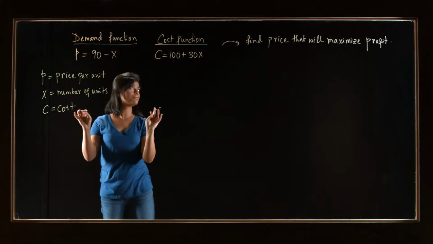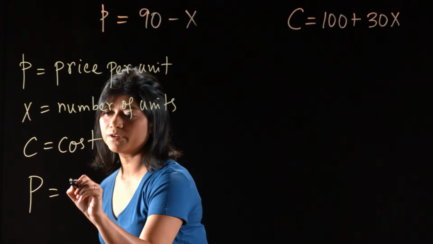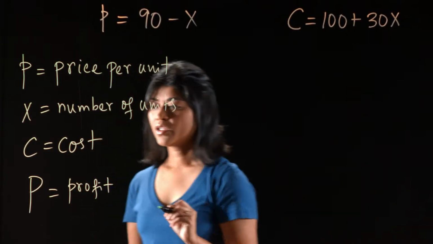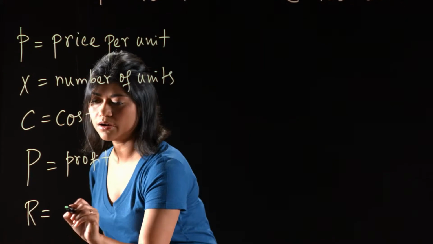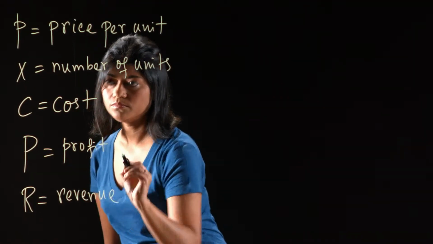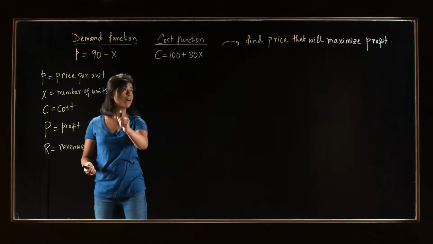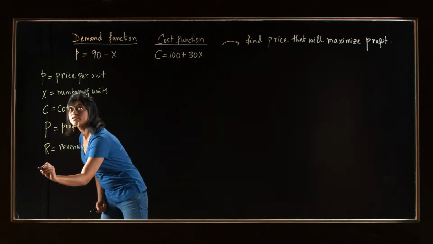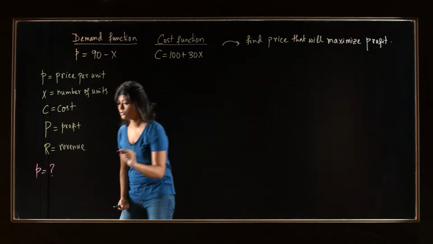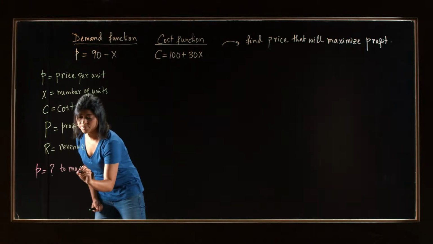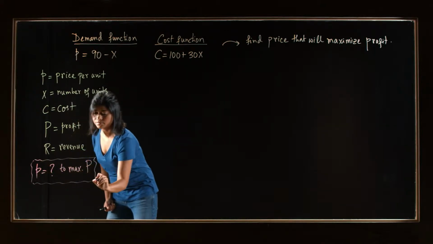So what do we not have? We don't have profit, so let's write big P for the profit function. And in order to calculate profit, we need revenue, which we don't have either. So let's call R for revenue. Now also notice that we have to find price. So our question is: find p that will maximize profit, the big P. So that's our question.